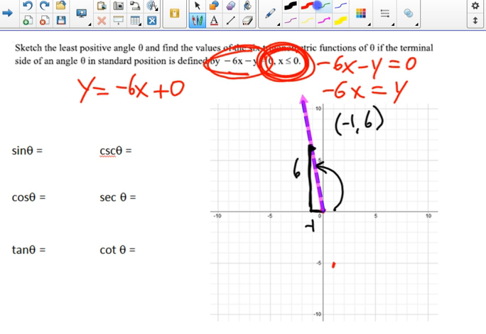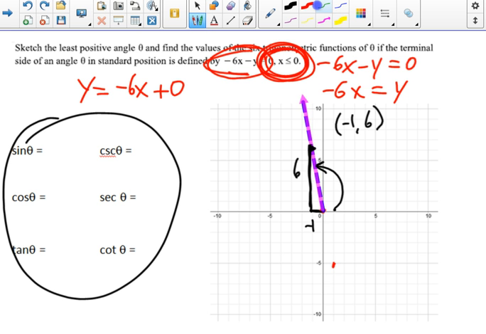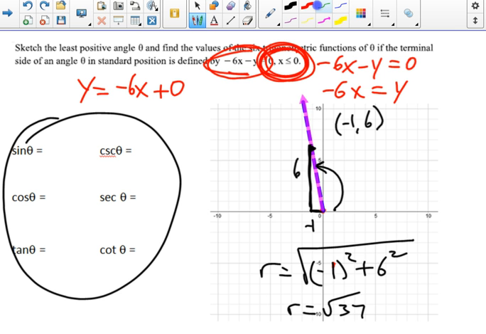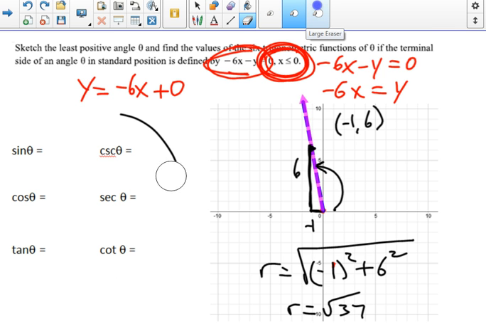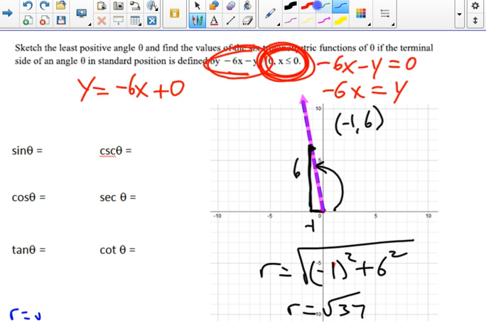And in order to get these ratios, I need to find r. And r is going to be the square root of negative 1 squared plus 6 squared. It's going to be 36 plus 1, that's 37. So r is going to be the square root of 37. The x I'm going to use doesn't really matter, I can use any point on that line, but I chose negative 1, and the y I'm going to use is 6. Then we'll go through and find all the different values.